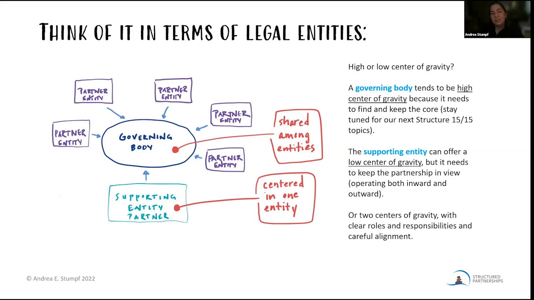I also don't want to suggest that you can only have one center of gravity. Perhaps you have two: one in the governing body and one in the supporting entity. But of course, that means you need really clear roles and responsibilities and careful alignment, and that is going to pose other balancing challenges along the way.